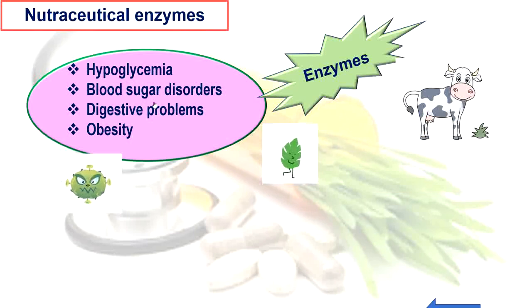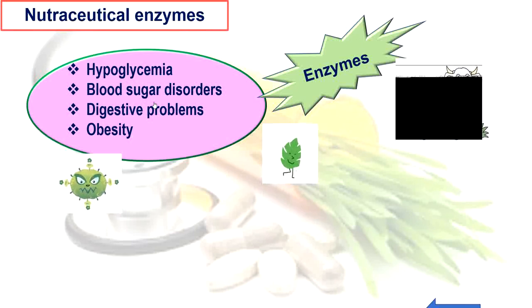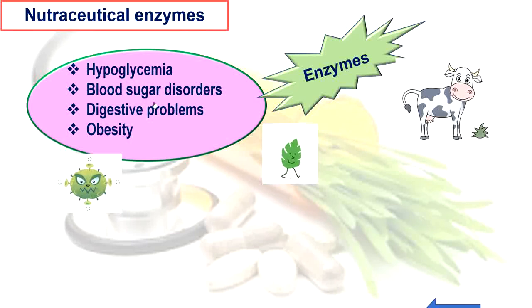Next one is nutraceutical enzymes. Certain disorders like hypoglycemia, blood sugar disorders, digestive problems, and obesity need certain enzymes to treat these symptoms. So some enzymes will be extracted from microbes, plants and animals, and they will be given to the human being to provide those benefits.